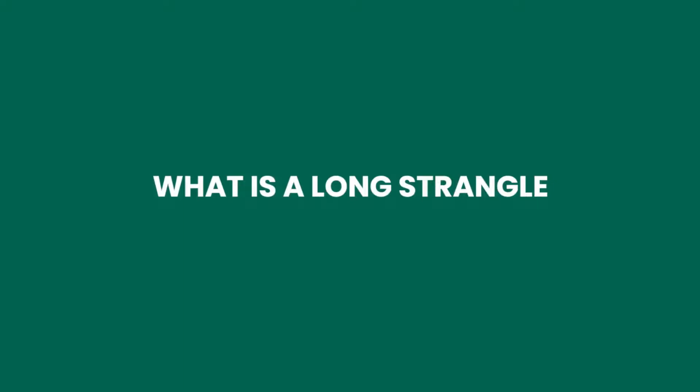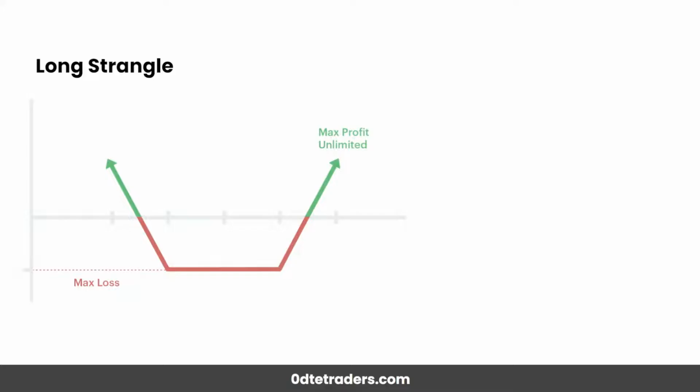Now, when we write credit spreads, we are short Vega, meaning we want volatility to contract. The strangle is the opposite. It is a long Vega strategy. So with this trade, we are expecting volatility expansion, either to the upside or the downside. As you can see in the profit diagram, a long strangle is a market neutral strategy and has no directional bias because we are long the call and the put.